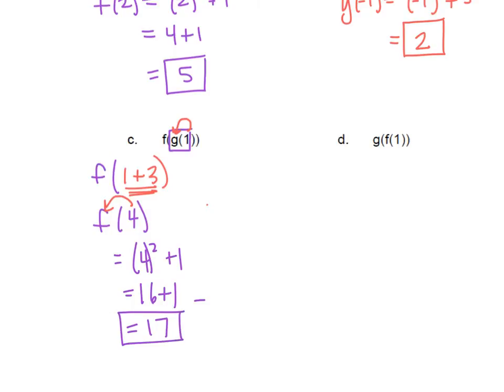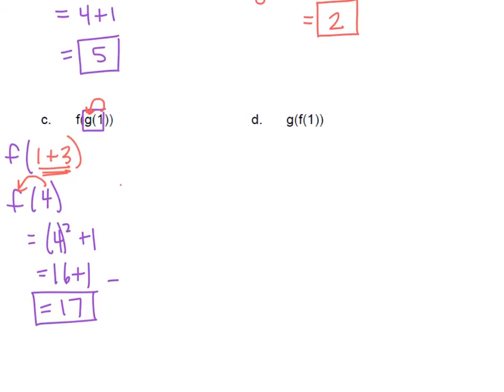How did that go? Hopefully not too bad. Alright, so our next one we have g of f of 1. So we start out, we have to figure out what f of 1 is. So that means plug a 1 into the f function. So that's going to be 1 squared plus 1. Well, 1 squared is 1, plus 1 is 2, so really we're figuring out what g of 2 is.